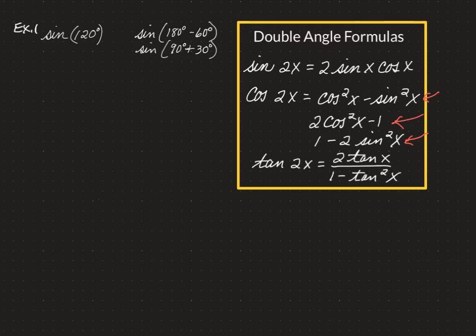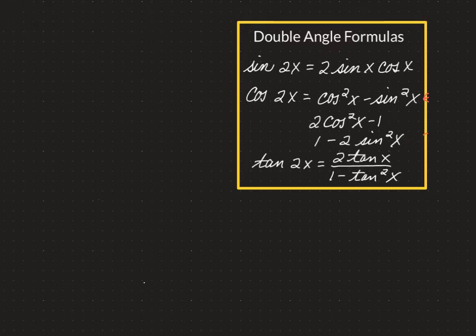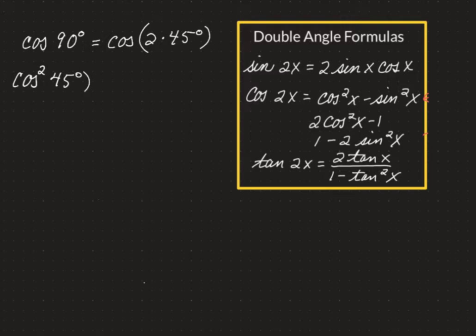So let's try some cosine work. Let's try to find the cosine of 90 degrees. We're using double angle formulas, so the cosine of 90 degrees is equal to the cosine of 2 times 45 degrees. Okay, so let's take the first cosine formula there. We have the cosine of 2 times x. X is 45 in this case. So that's equal to the cosine squared of 45 degrees minus the sine squared of 45 degrees.